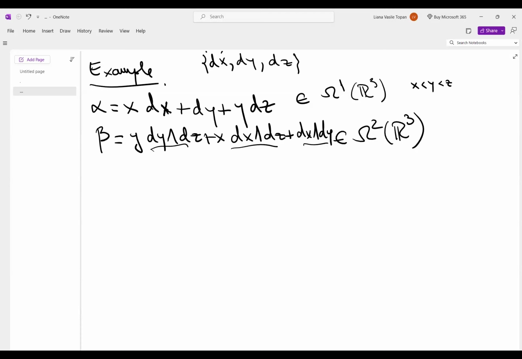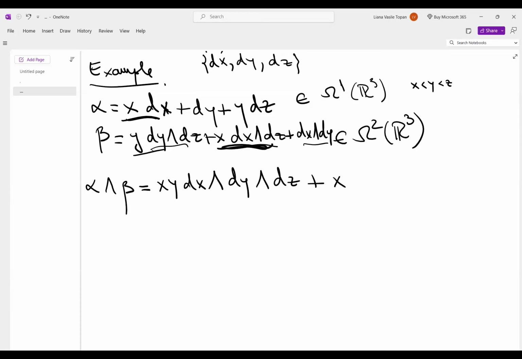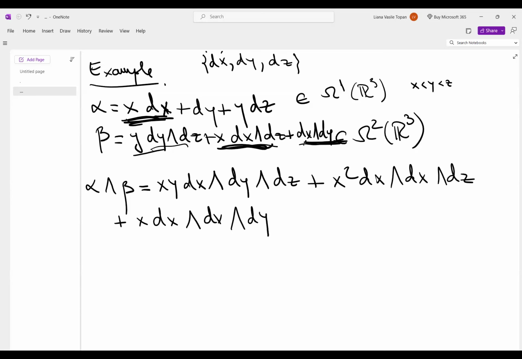So let's see what is alpha wedge beta. Okay, so each by each, right? So this by this. So you will have xy dx wedge dy wedge dz plus this by this. So I have x squared dx wedge dz, right? Then I'm having this by this. So I have plus x dx wedge dy plus, I'm moving here.